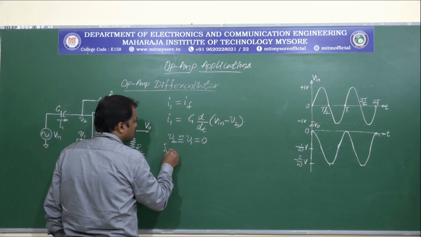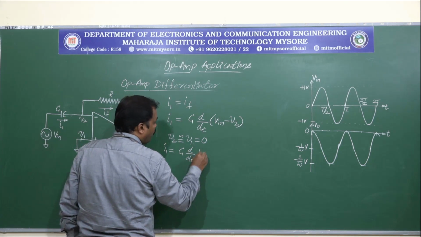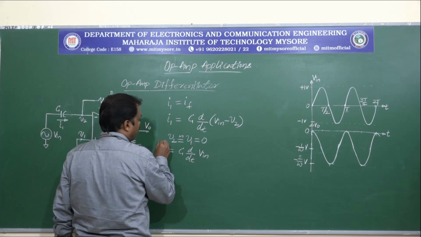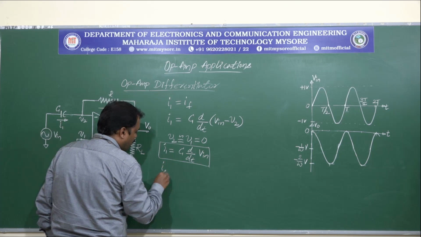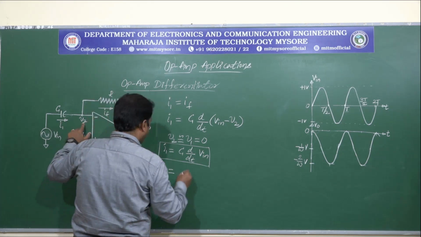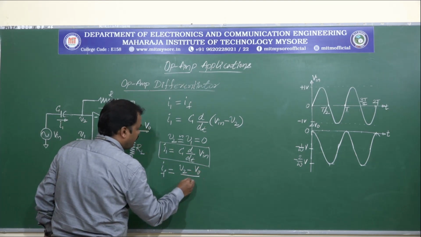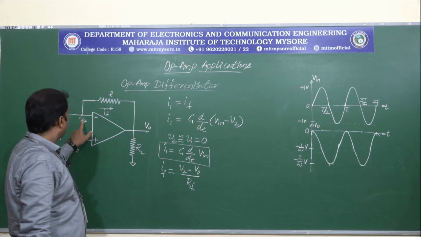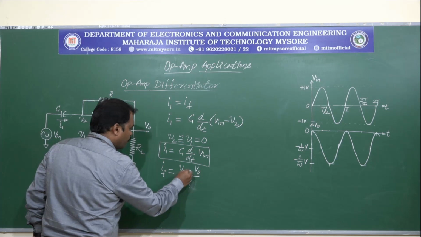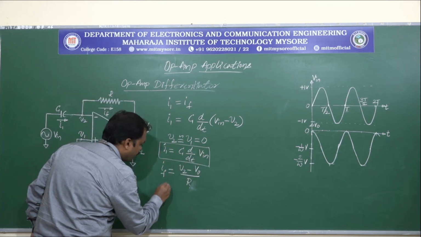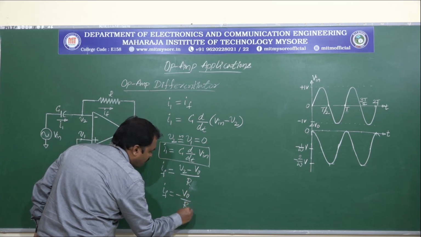So I1 is equal to C into d by dt of Vin. And let us put up the expression for IF. So IF is given by V2 minus V0 divided by RF. So V2 minus V0 divided by R, and V2 is equal to 0. So IF can be written as minus V0 divided by R.